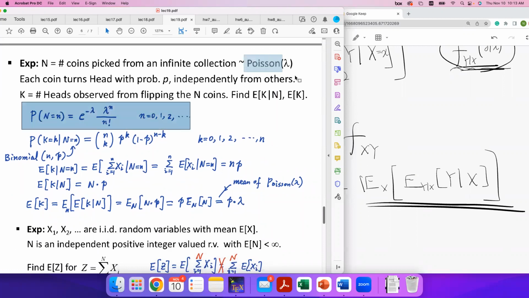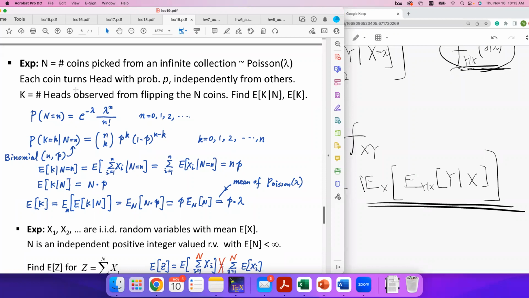First of all, Poisson lambda is given as this one. So we know the probability mass of capital N. This is how you determine the number of coins that we draw from this infinite collection.